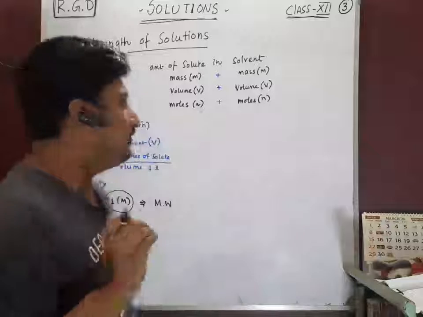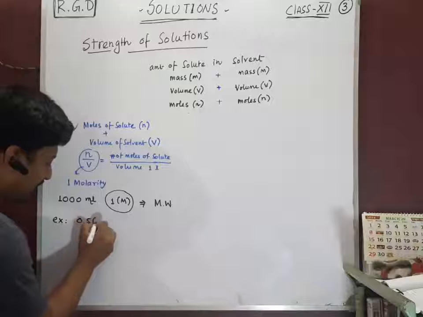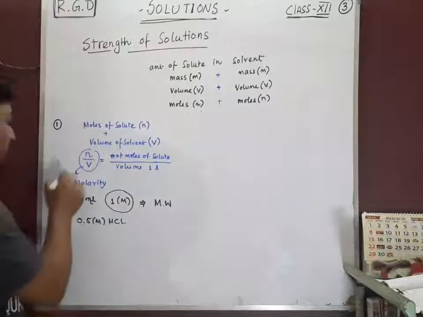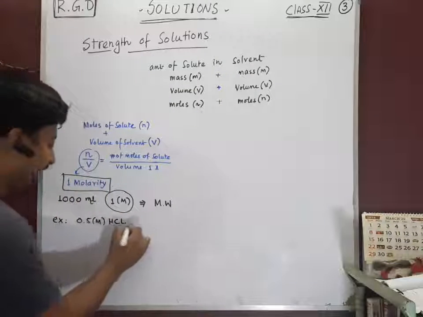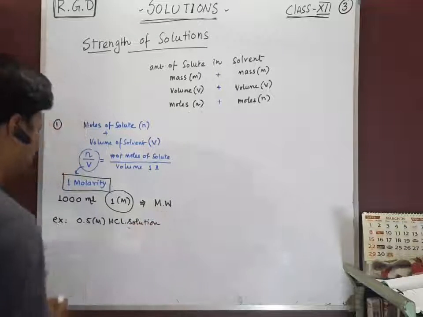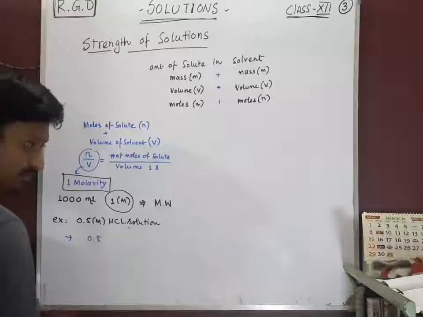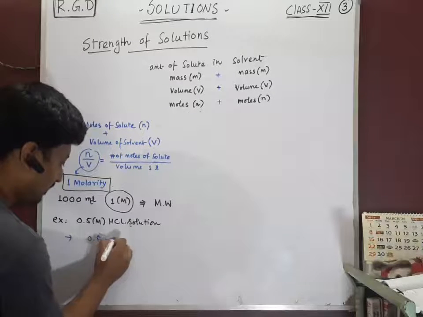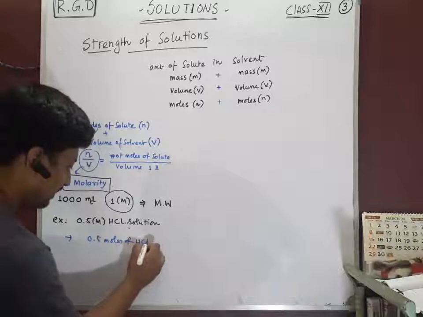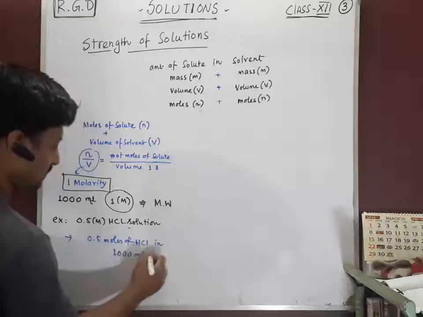You know, for example, if I say 0.5 molar HCl, what does this determine? This says that in an HCl solution, it defines that there are 0.5 moles of HCl in 1000 ml of solution.